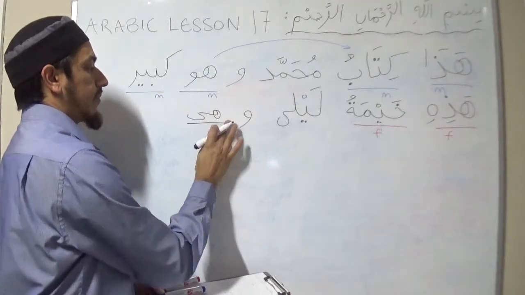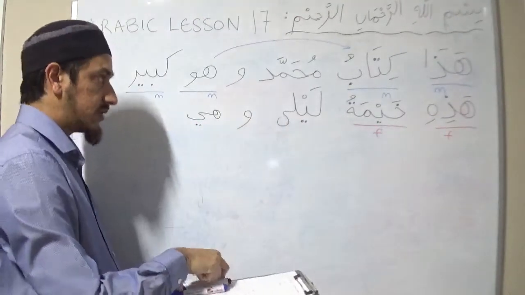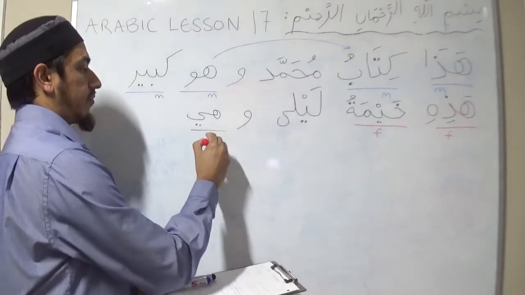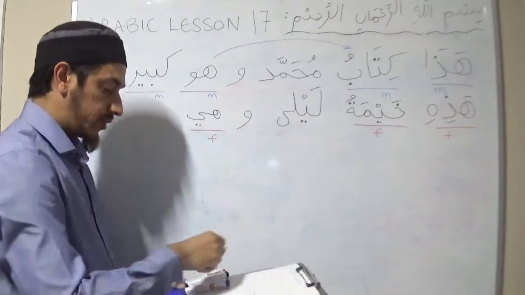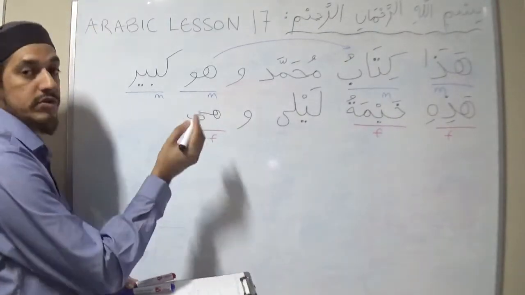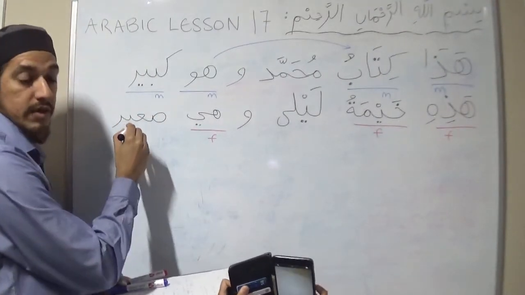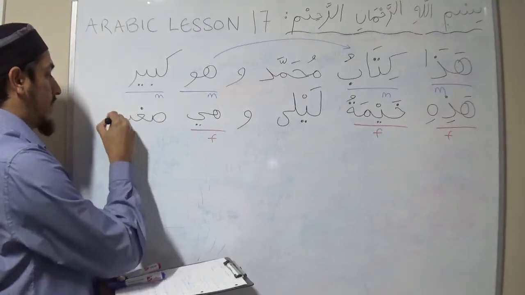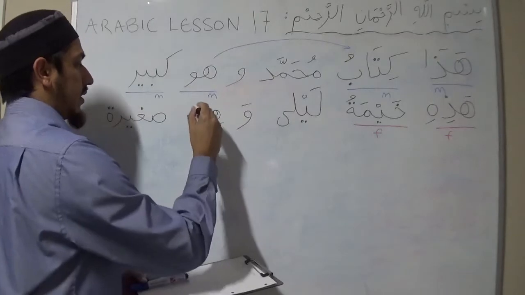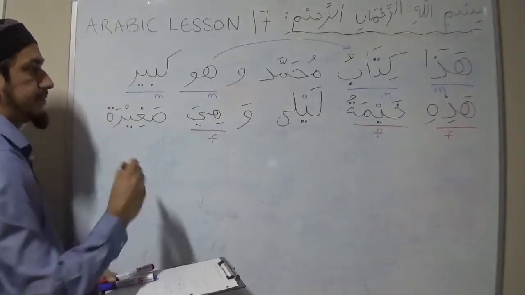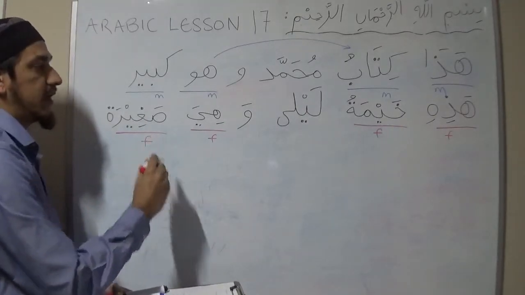وهي, the tent, وهي, and it is. We're now talking about khayma, we're going to say صغيرة. It's a small tent. Hassan, can you go back please? وهي صغيرة. Okay, so you can see how it's all following in the feminine.